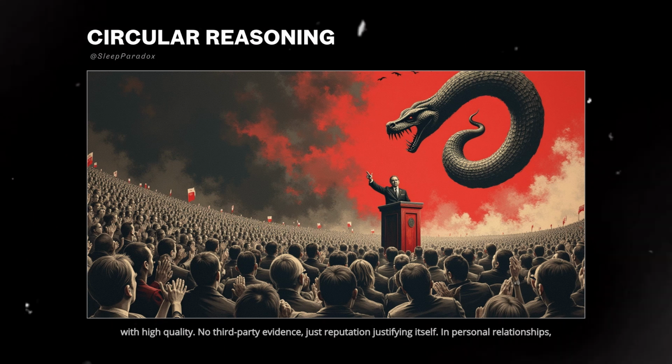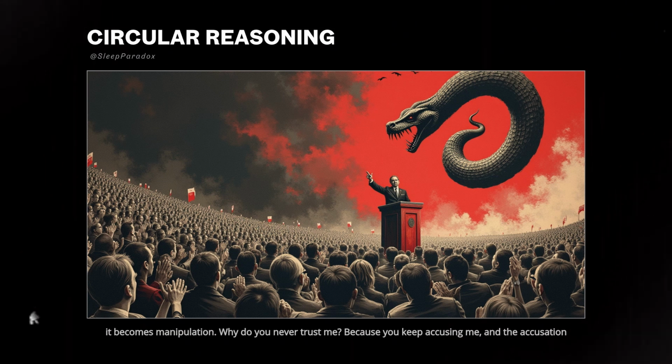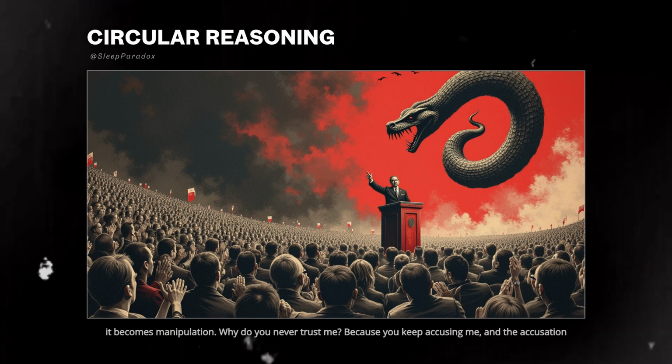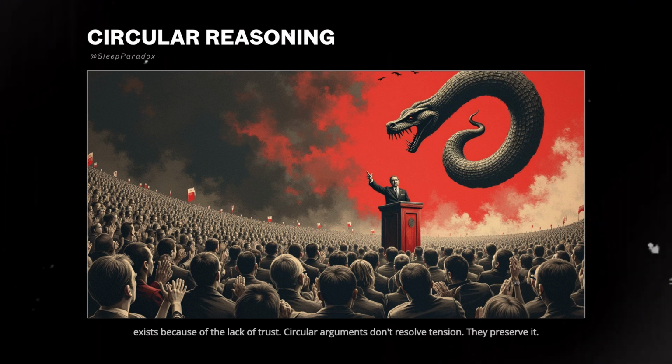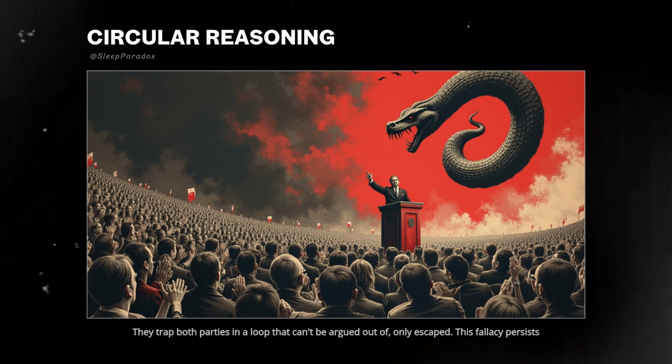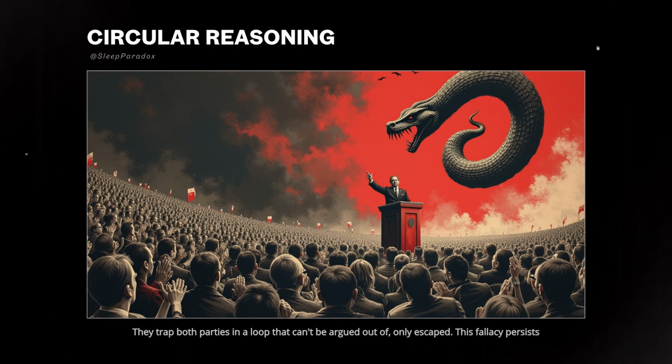In personal relationships, it becomes manipulation. "Why do you never trust me?" "Because you keep accusing me." And the accusation exists because of the lack of trust. Circular arguments don't resolve tension, they preserve it. They trap both parties in a loop that can't be argued out of, only escaped.